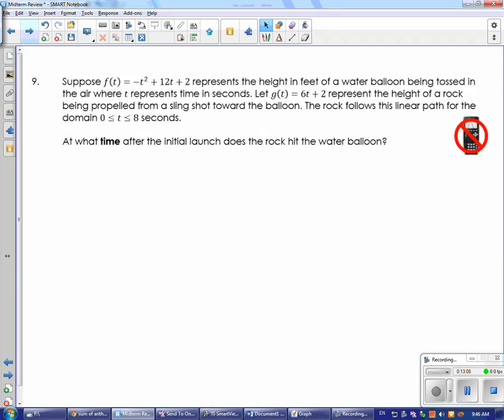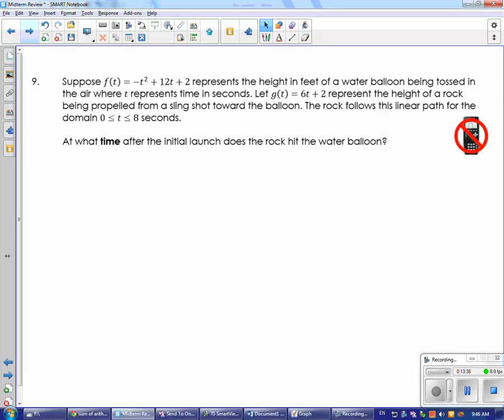Okay, number 9. This is a problem that was very similar to one of the ones you did on your first marking period assessment. So you're told, suppose f of t, and I think actually this question might have been on the review guide that we did, but suppose f of t is equal to negative t squared plus 12t plus 2, and that represents the height in feet of a water balloon being tossed in the air, where t represents the time in seconds.